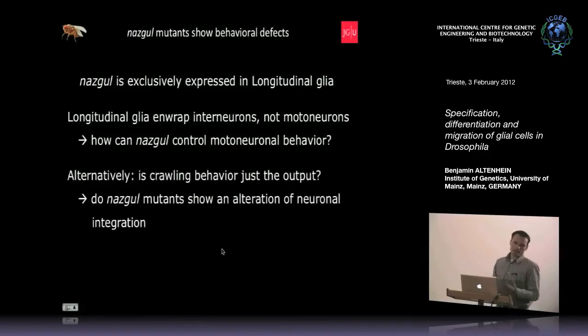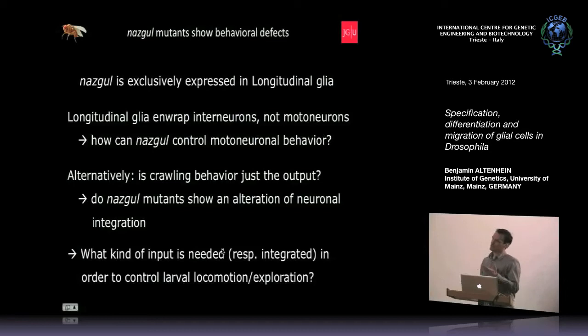But maybe it's not the motor neuronal behavior that we're looking at, but an integration of input information. So we're looking at an alteration of neuronal integration here, because Nazgul-positive cells wrap around interneurons, which connect the brain to the output center, which is motor neurons in this case. So we were asking what kind of input is needed, or what kind of integration takes place and is altered in these Nazgul mutants.